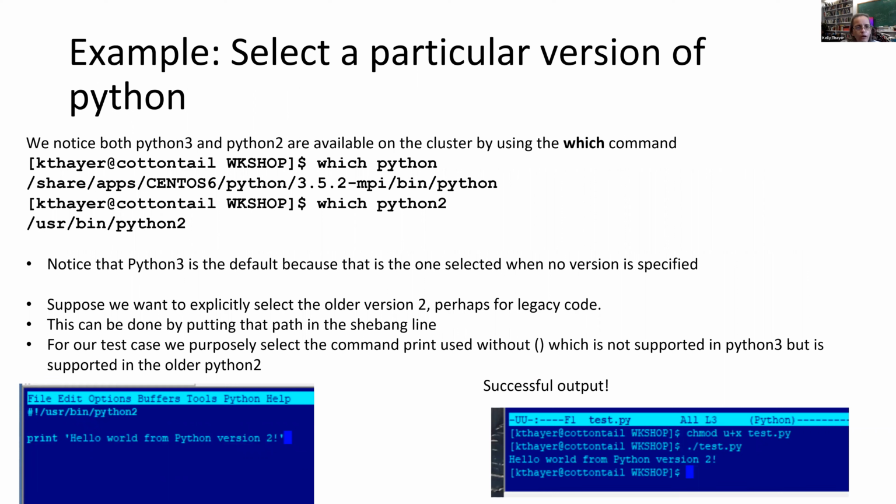So let's take a look at setting your shebang line to something else. Let's say we want to select a particular version of Python as the language of a script. We notice that both Python 3 and Python 2 are available on the cluster. We can tell this by using the which command. When we use the which command, that will tell us which Python is the default Python. But we can also do which python2 for the older version of Python, because typically these days we're working with Python version 3.